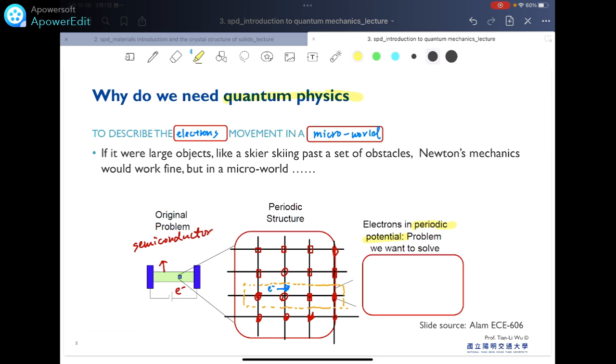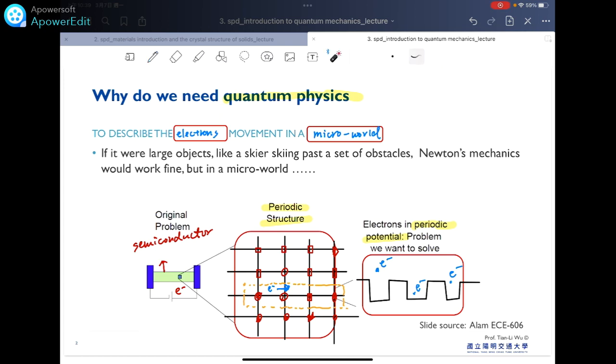So previously it was electrons in the periodic structure, but further, it is just a periodic potential. And this is the problem that we want to solve. So imagine you have the potential. This is a periodic potential. And therefore, once you have an electron move here and move here or move here, that gives us a different case. And that's why we will use quantum physics here.